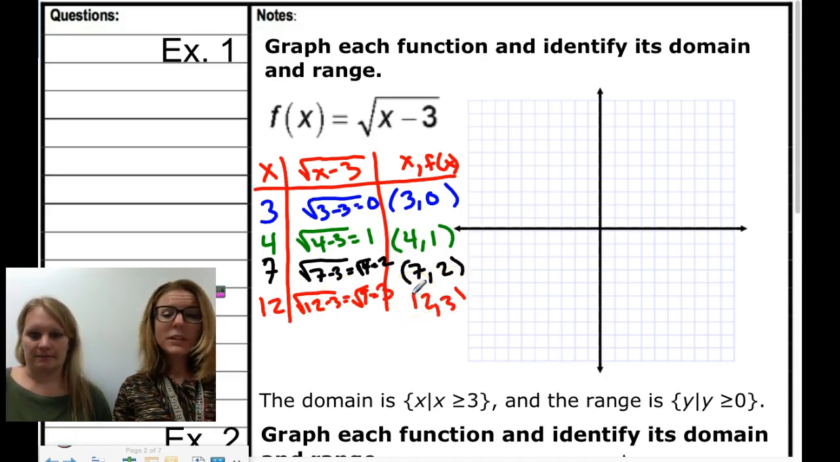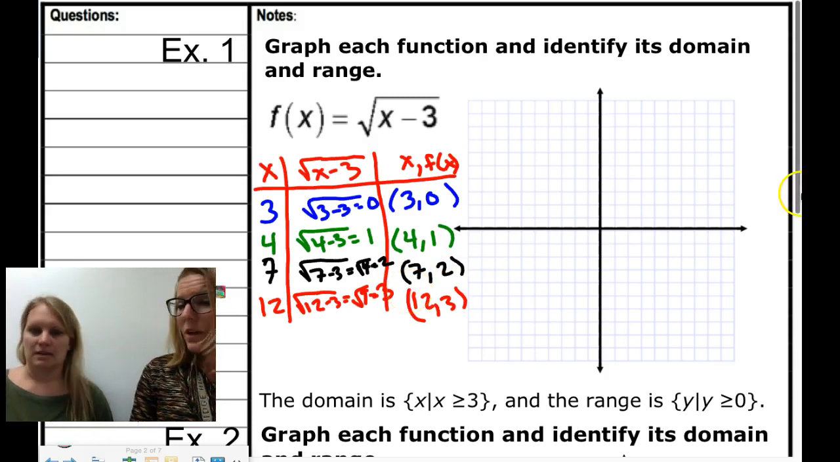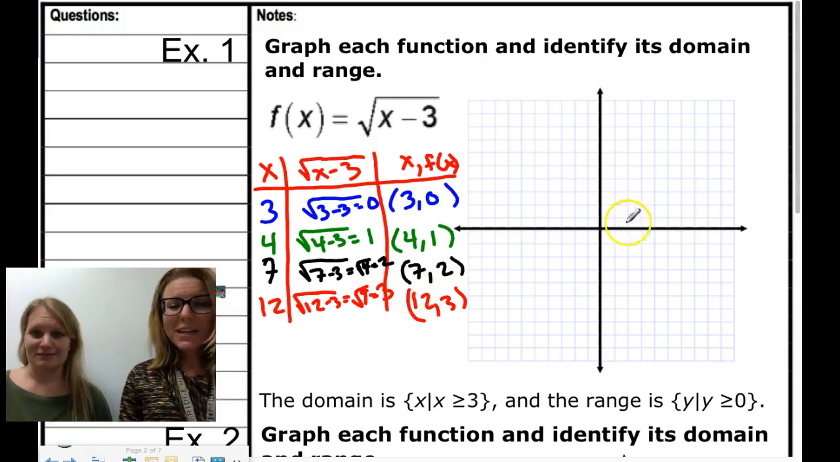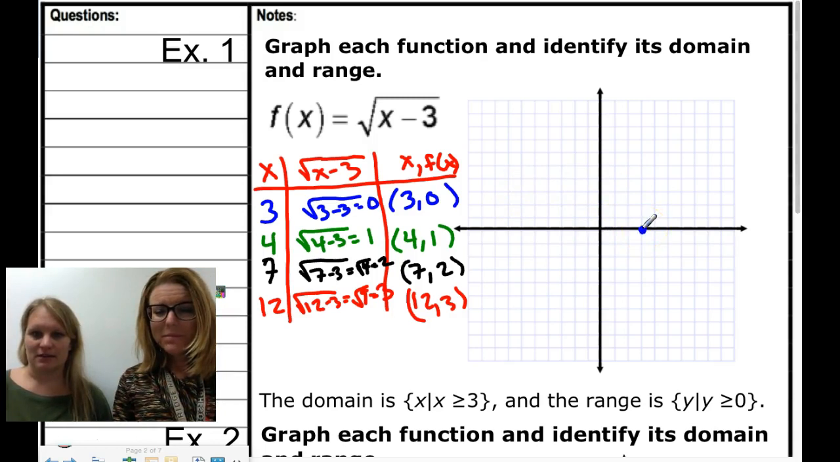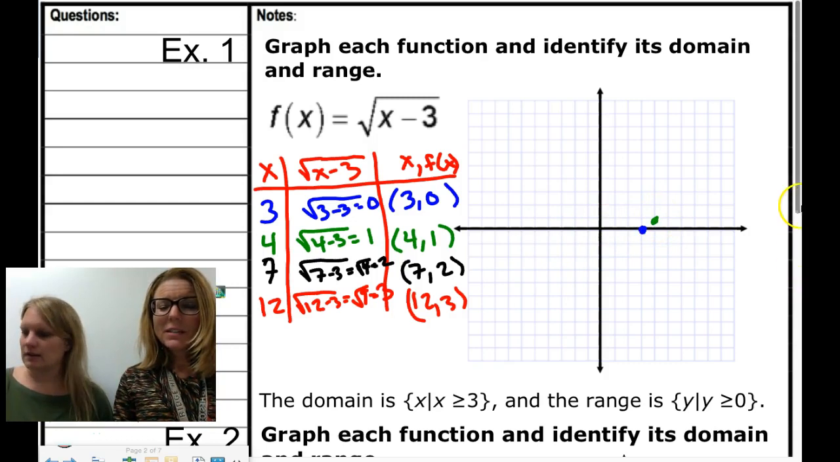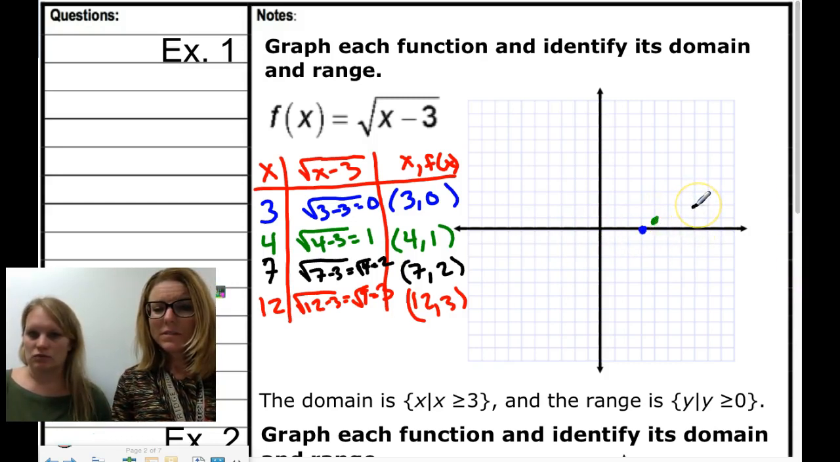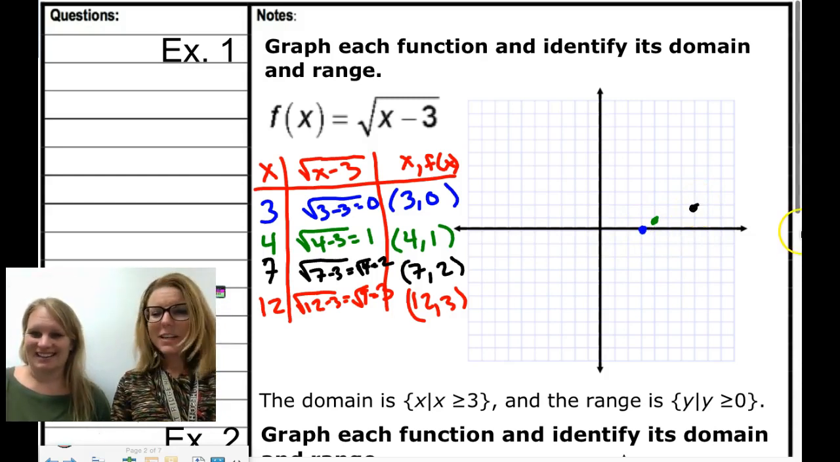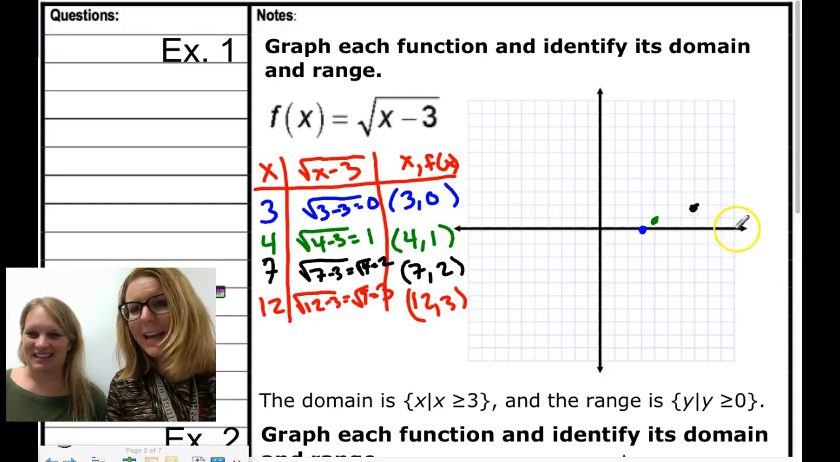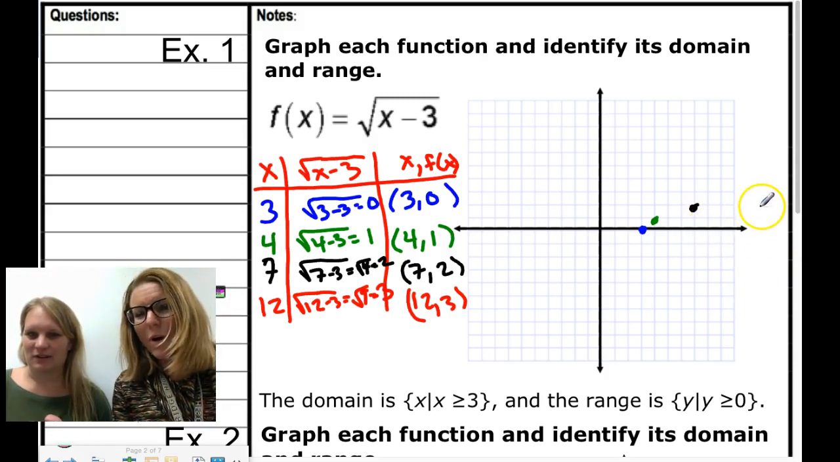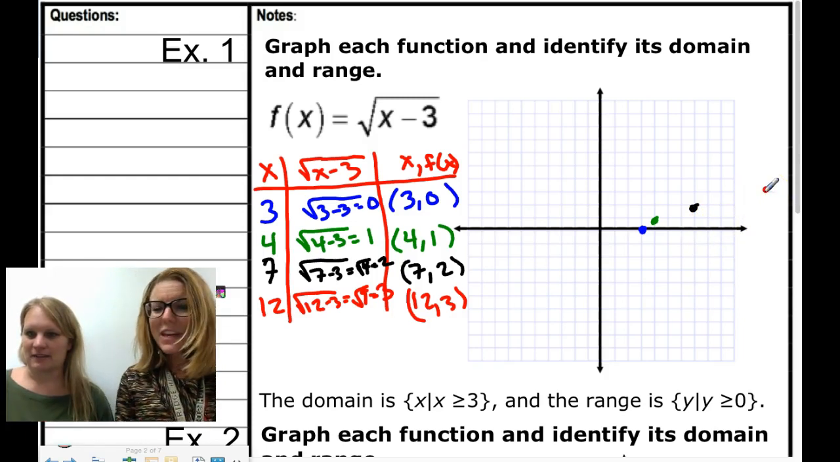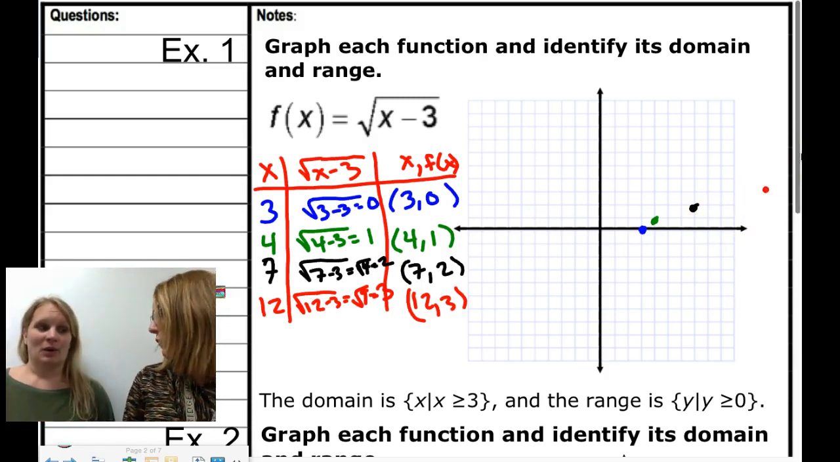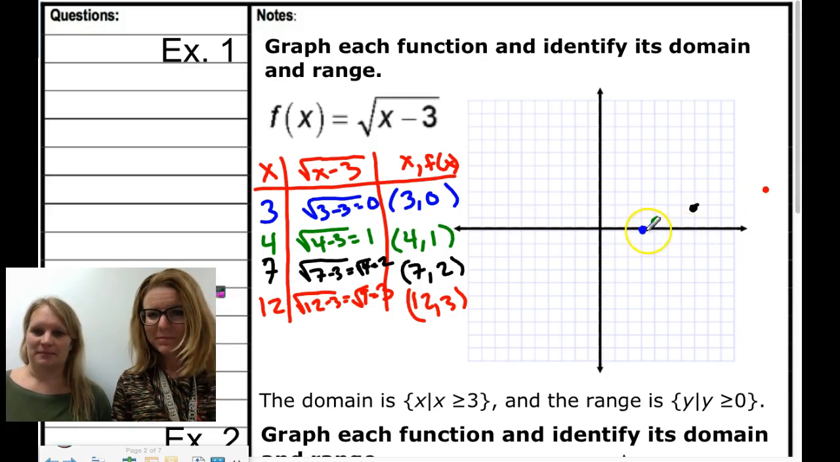So let's plot these. There's our 3, 0. 4, 1. 7, 2: here's 4, 5, 6, 7, then 1, 2. And 12: 7, 8, 9, 10, 11, 12, then 1, 2, 3. Good. And now Miss Boyd's going to draw her curve. I sure am.